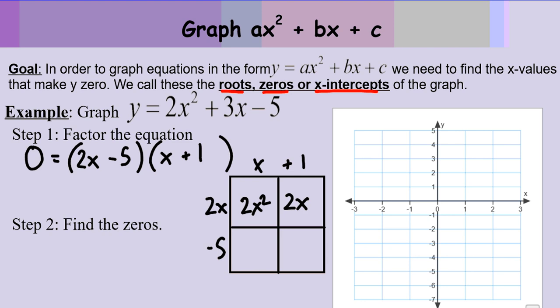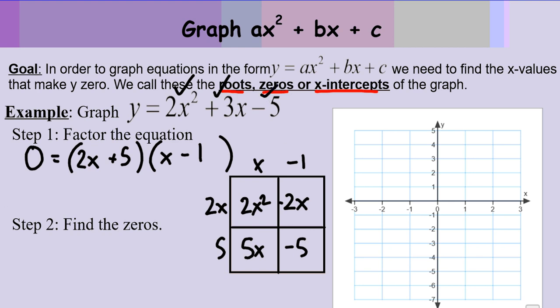Oops, I flipped those. So yeah, that's why you check. There should be a plus 5 and a minus 1. Plus 5 minus 1. There we go. Otherwise, my sign would have been the opposite in the middle. It would have been a negative. So minus 1, minus 2x, 5x, and negative 5. Now it'll all check out. 2x squared, check. 5x plus negative 2x makes 3x, negative 5. That's why you check your work.